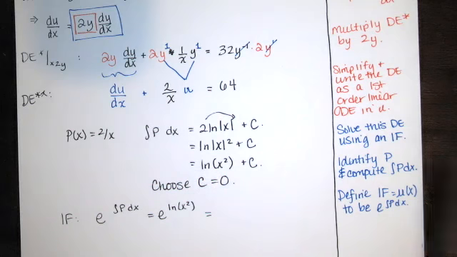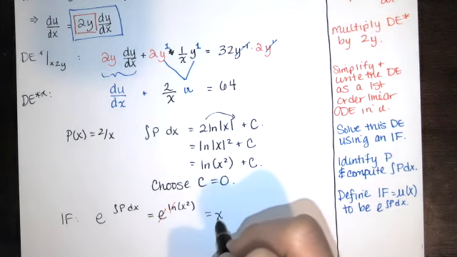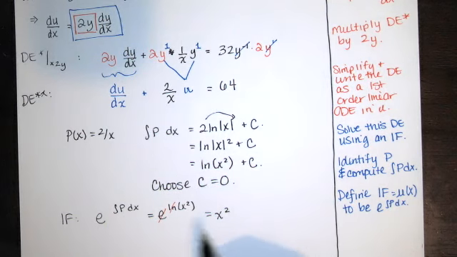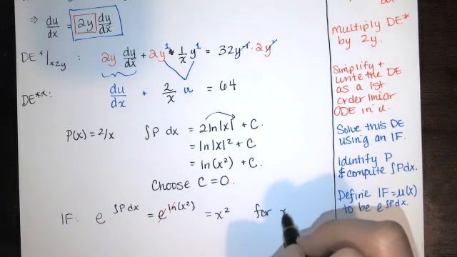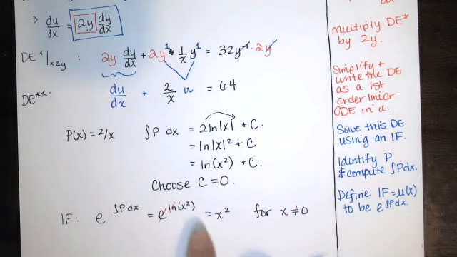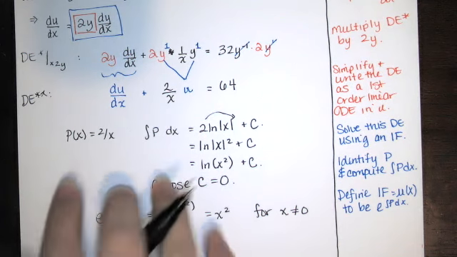The logarithmic function and the exponential function undo each other and you just end up with x squared. And that will work as long as x is not 0, because the log would be undefined if x were 0. But the rest of the time, it's fine. Okay, so now we've got our integrating factor.